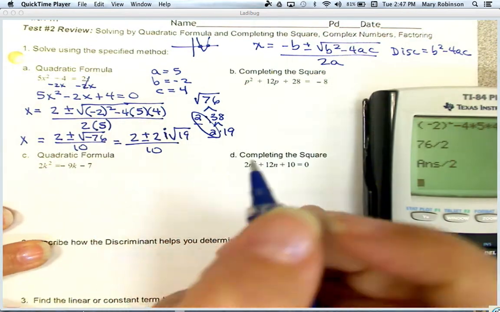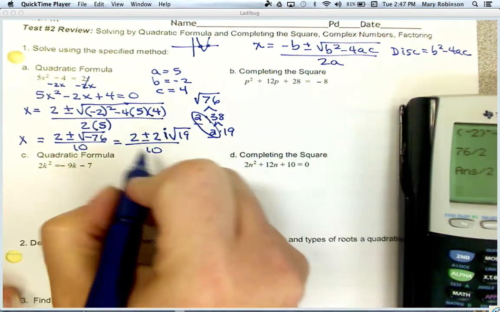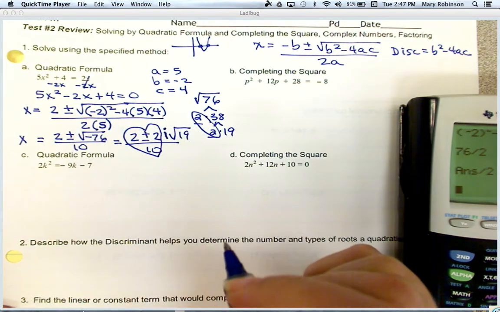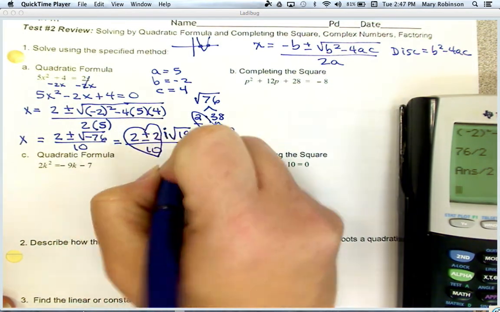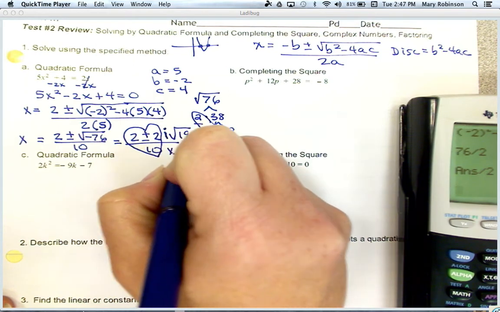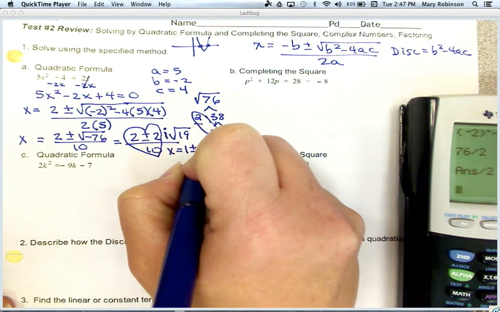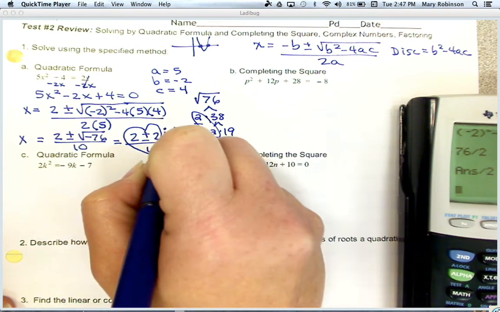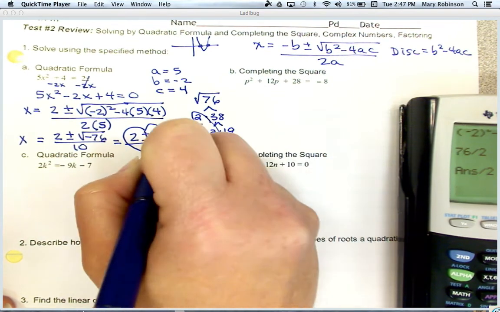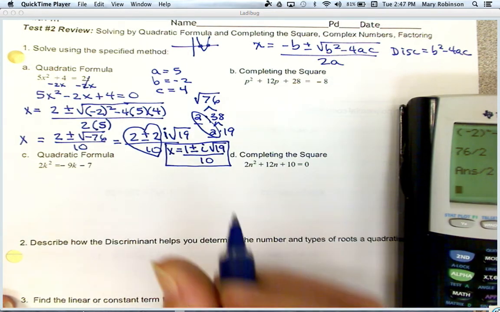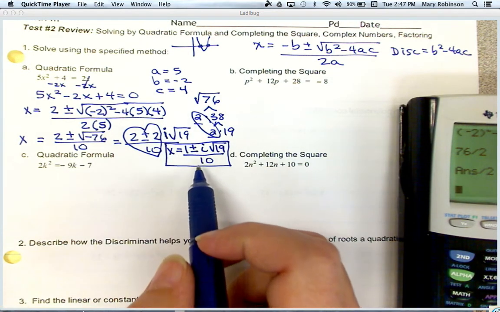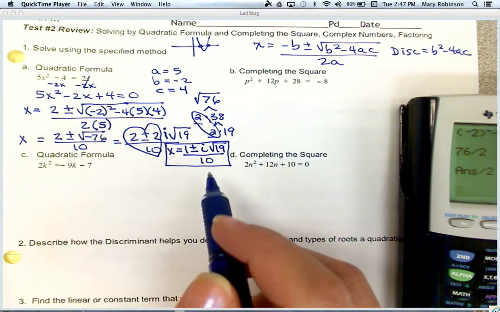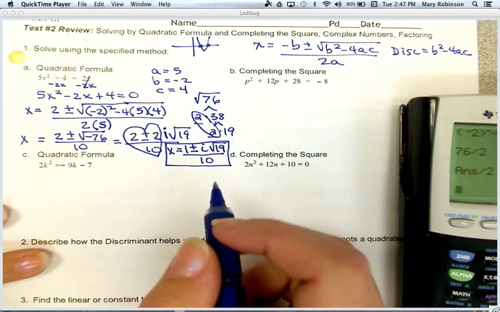What we should also recognize is that 2, 2, and 10 are all divisible by a common factor of 2, so we need to reduce. So we should end up with x equals 1 plus or minus i square root of 19 over 10. So it might seem like a lot, but we've got to make sure that we know how to simplify the square root of a negative to get our complex solutions by completing this by quadratic formula.